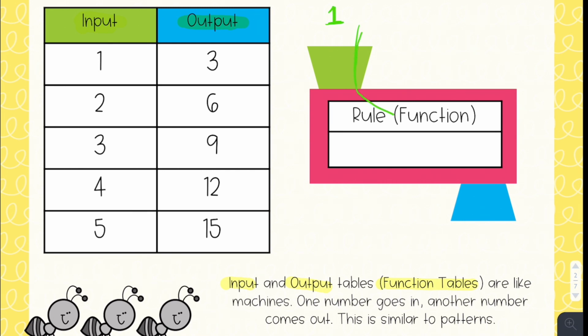So let's say I put a 1 into my machine. I put a 1 in, and out comes a 3. I have to figure out what was the rule or the function that happened to make that 1 turn into a 3. I know that I could use a rule of times 3 to figure this out.